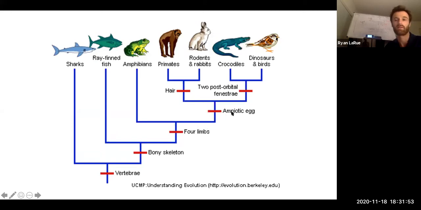Then the amniotic egg came about, and there was this mutation where a common ancestor would lay eggs that were so-called amniotic eggs, which are these eggs that are protected usually with a shell. They have nutrients inside. Amphibians don't have that, so on and so forth. So you get the idea. And that's how we construct these trees.